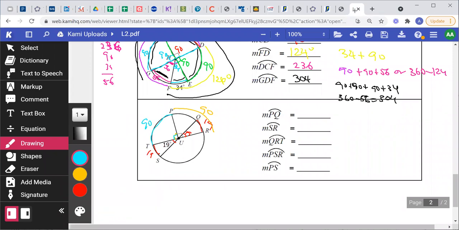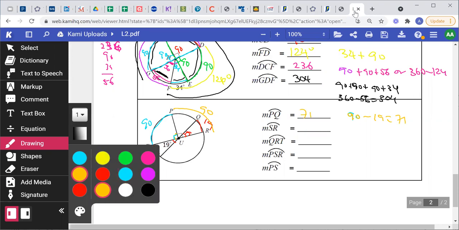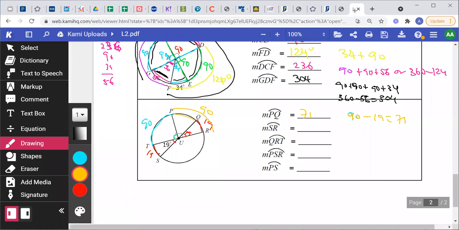And then PQ, P to Q is going to be 90 minus 19. Let me change its color. 90 minus 19, because PR is 90, and then we want to find PQ. So PQ plus QR is going to be 90. To get PQ, you do 90 minus 19, which gives us 71. So it means this angle is 71. So 71 represents this angle here.